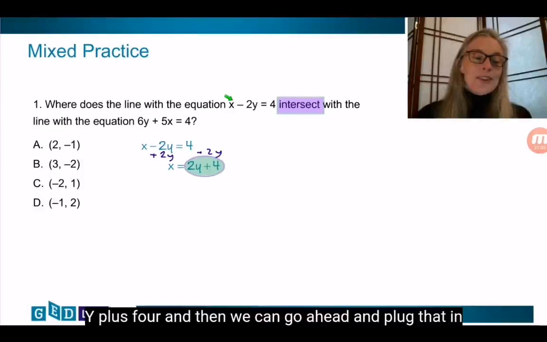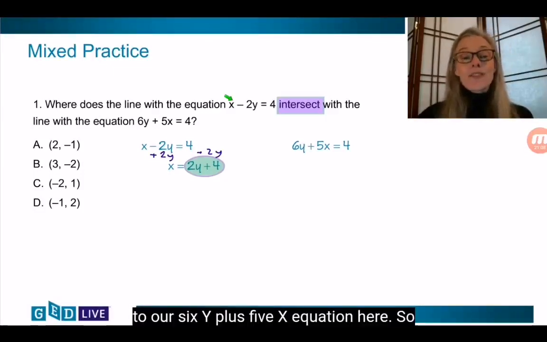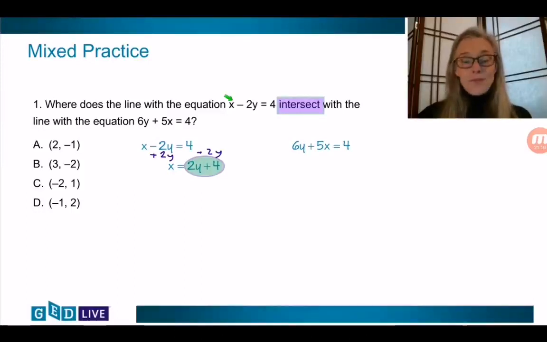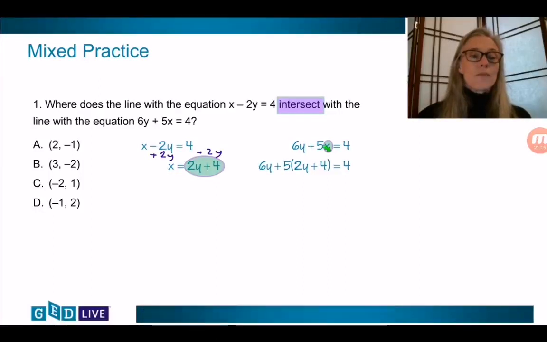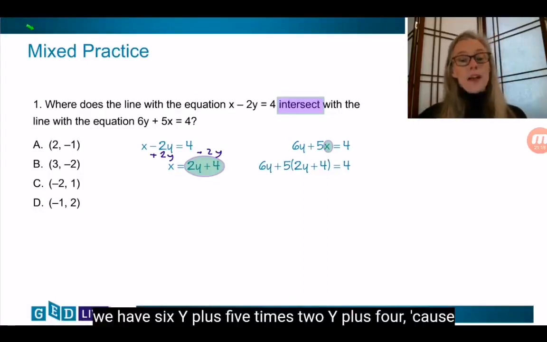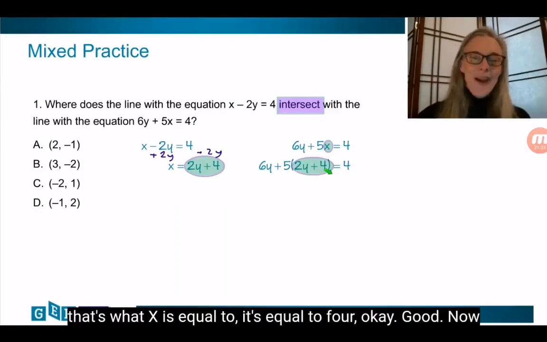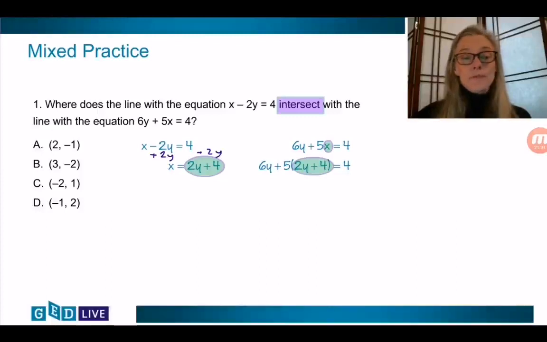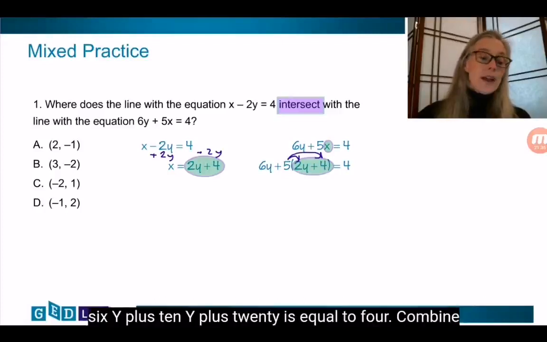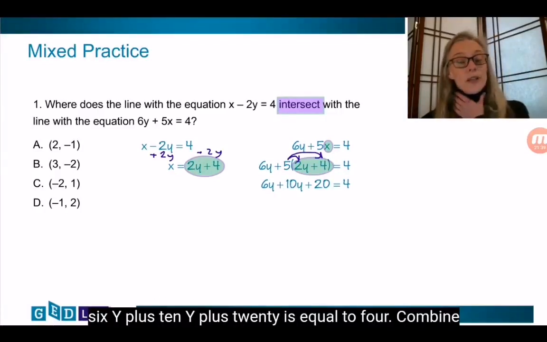x is equal to 2y plus 4, and then we can go ahead and plug that in to our 6y plus 5x equation here. So x is equal to 2y plus 4. That means that when we do our substitution, we have 6y plus 5 times 2y plus 4, because that's what x is equal to. Okay, good. Now, go ahead and distribute 5 over the 2y and over the 4. And we're going to get 6y plus 10y plus 20 is equal to 4.